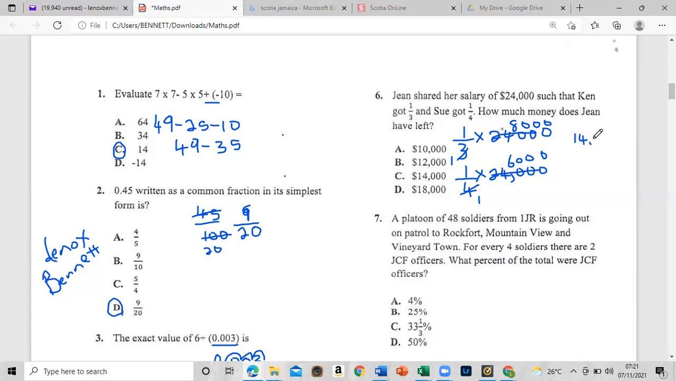And he asks how much more is left. Notice the 14,000 is there, but he said how much does Jean have left? So it's not about how much he gave. He gave away 14,000, but he will have 24,000 minus 14. And to the CSEC students, be very careful, read the question. So it will be 10,000 is the answer. So you have to be very careful how you interpret the question. Read the question more than once.